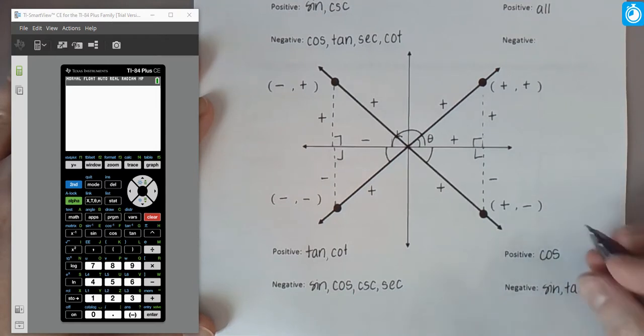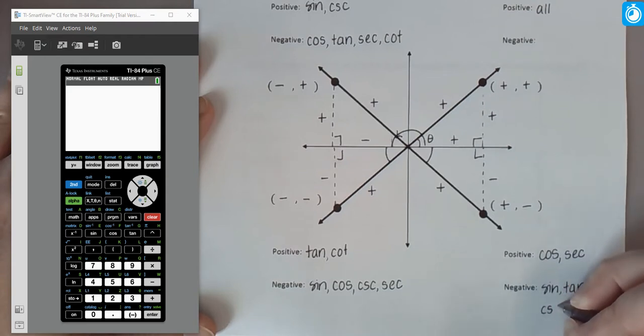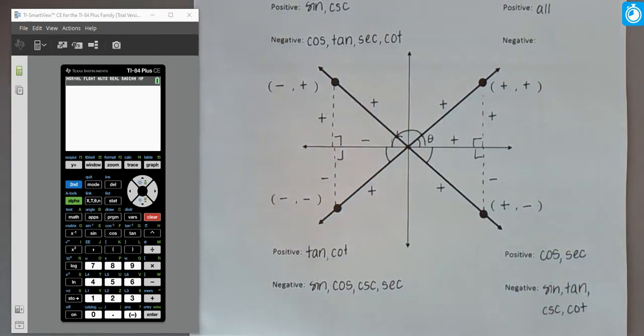The reciprocal functions behave the same way, so if cosine is positive, secant will be positive. If sine and tangent are negative, then cosecant and cotangent are going to be negative as well. And it's a good exercise to go through just to analyze what's going to happen quadrant by quadrant. But at the end of the day, as long as you know those ratios and you can draw the triangle in the correct quadrant, you don't have to memorize the signs of what's going to happen for each of our trigonometric ratios.